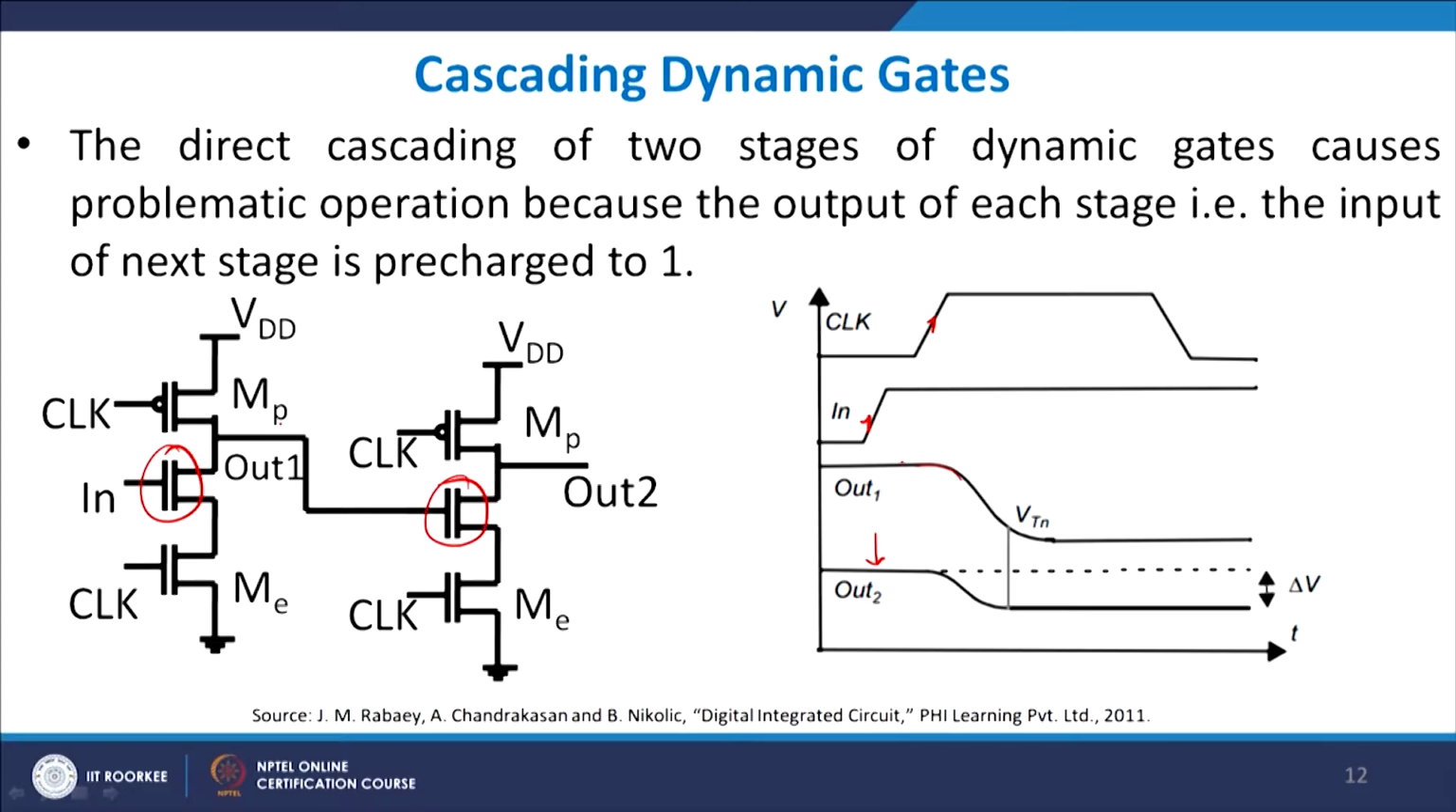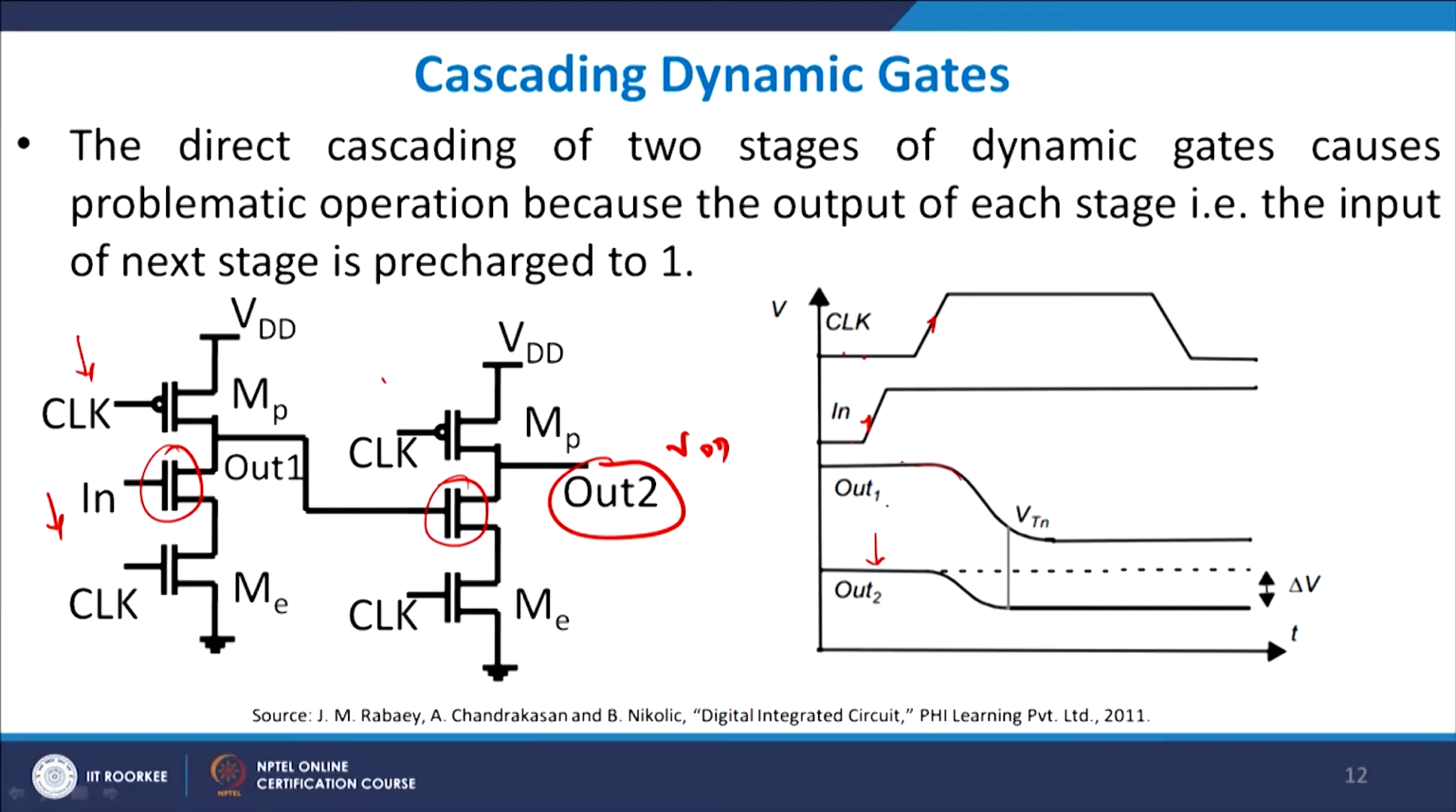Why is it 0? See, initially when your clock is low and input is also low, out 1 will be high, which means that this is on, but then your clock is low and input is low, therefore this will be off, and out 2 will be, so the clock is low means out 2 will also be latched to VDD, that is what is happening here.